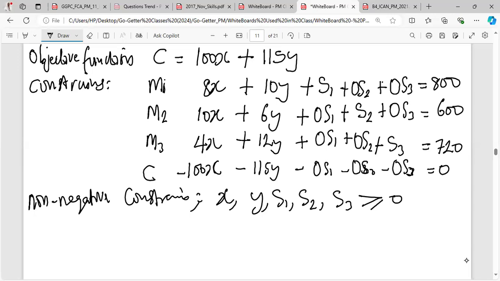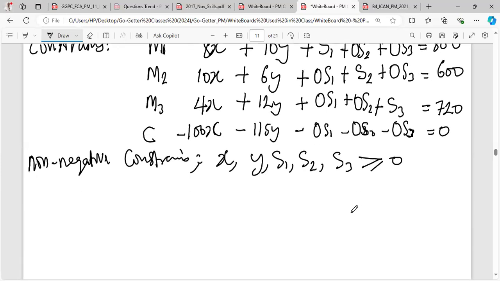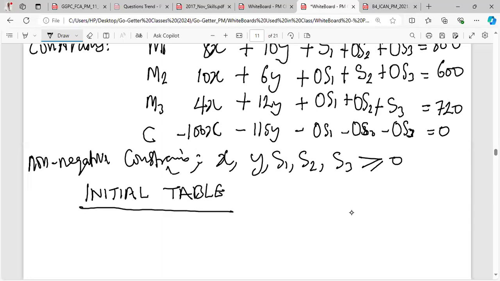Then the next thing is to put them in a table. This is how the table is going to be done. That's why we arrange them in standard form. This is our initial table. So how do we create the initial table? We have our basic variable.